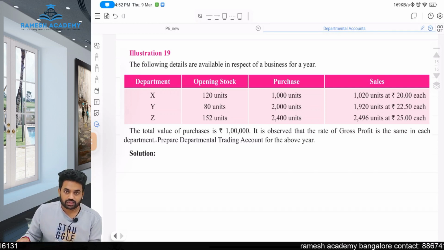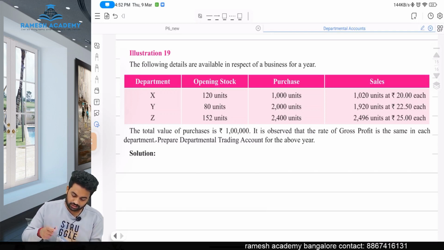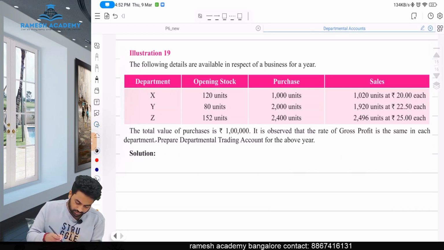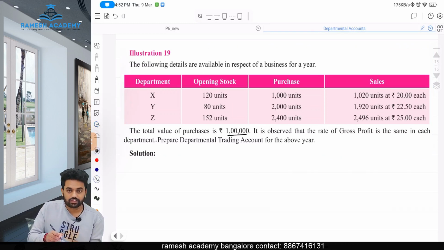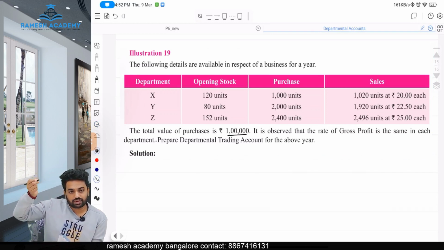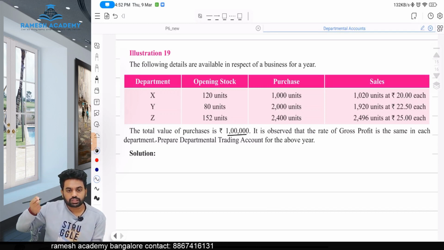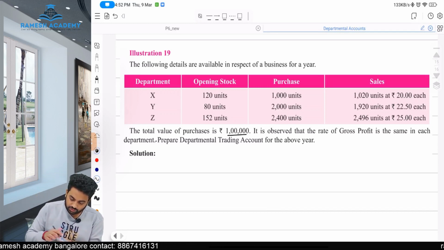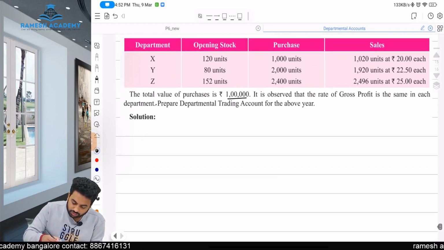And also listen very carefully. They have given a total purchase value. Per unit they haven't given, but they have given a total purchase value. We know the total sales value for some items and we know the total purchase value. Don't you think we can find the profit? So for 1000 units, 2000 units and 2400 units, we have to find out the sales first.